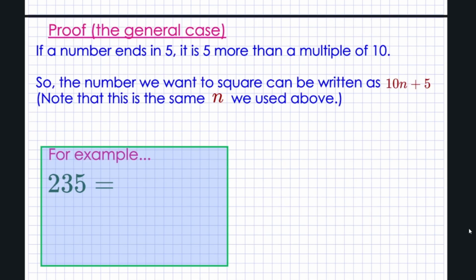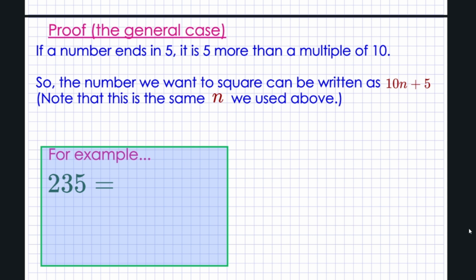So what we need to do is design this problem and say that we're going to square some number that ends in 5. So we need to find a way to describe that number without a specific example. So if a number ends in 5, then it is 5 more than a multiple of 10. So the number we want to square can be written as 10n plus 5.